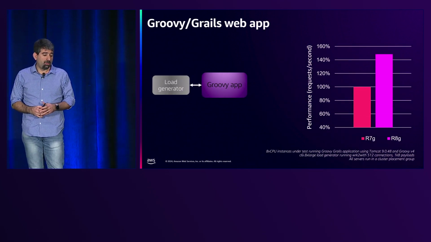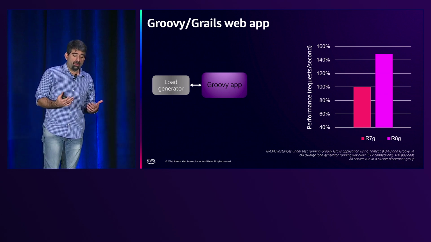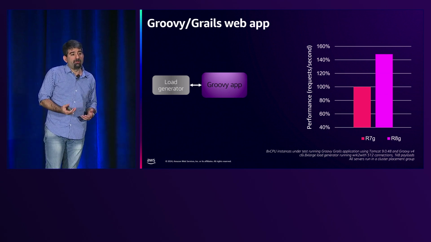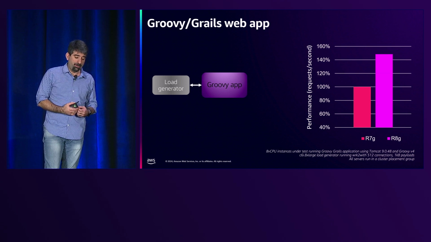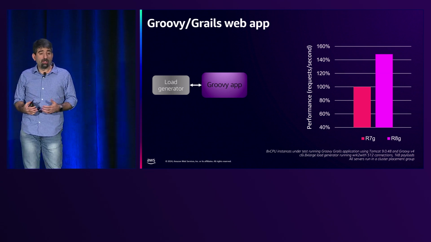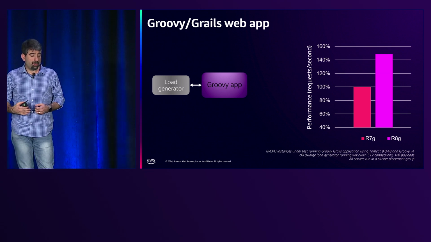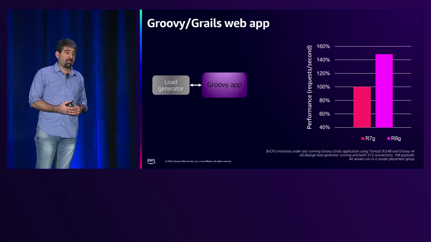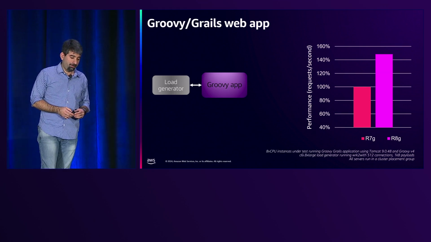Similarly, Grails is an open source Java web application framework that uses Groovy, and Groovy itself runs on a JVM. And we found this to be more representative of typical Java workloads and Java stacks that our customers run. Here too, looking at a Graviton 3-based instance versus a Graviton 4 one, we see a 45% increase in requests per second.